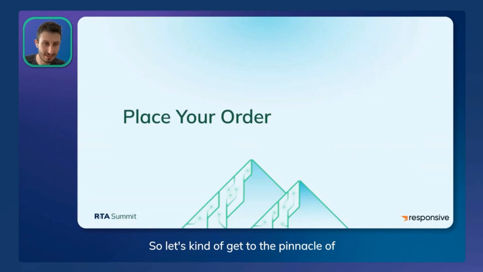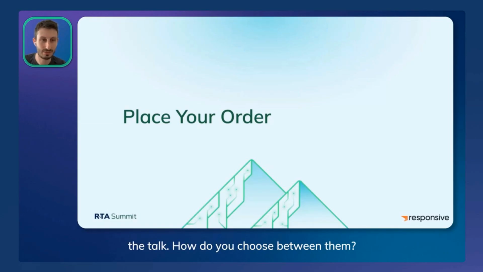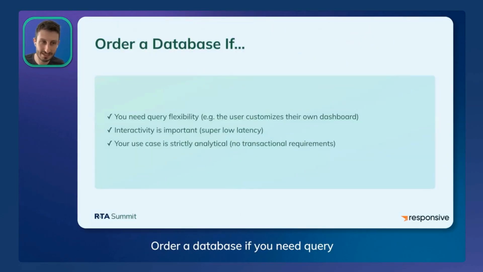So let's get to the pinnacle of the talk. How do you choose between them? What are you going to actually order when you have to make a choice? Order a database if you need query flexibility. I think that's the key word that you might want to have. Interactivity is important to you, especially at super low latencies, and you don't have any transactional requirements.